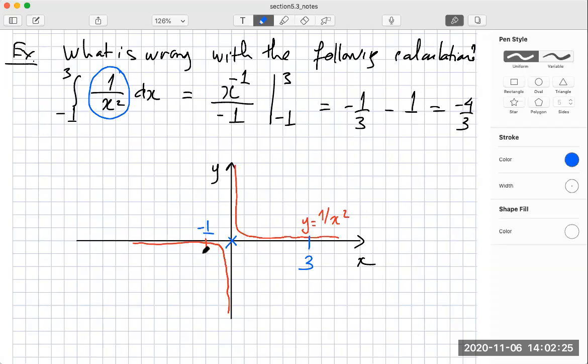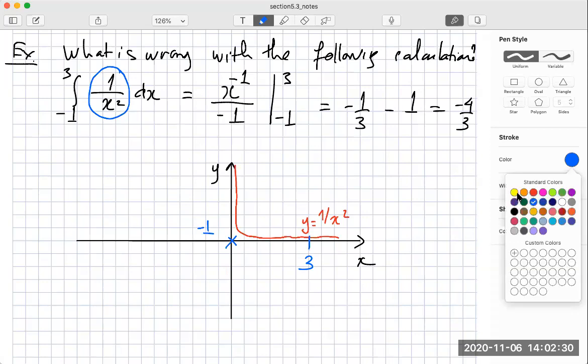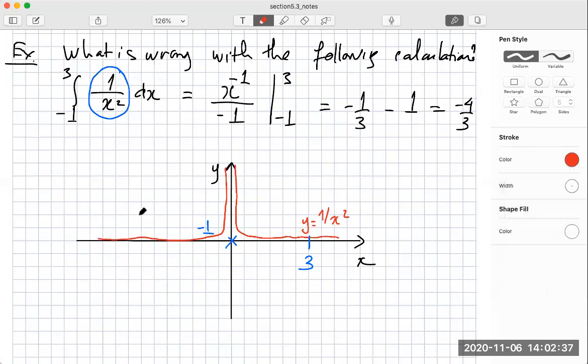Oh wait, this is a wrong graph. I'm sorry about that. It should be like this. My bad. Like this. Okay. Yeah, makes more sense. This integrand is always positive, so we expect that the integral of a positive function would give us a positive number. However, the solution here is negative, so we can see it immediately.